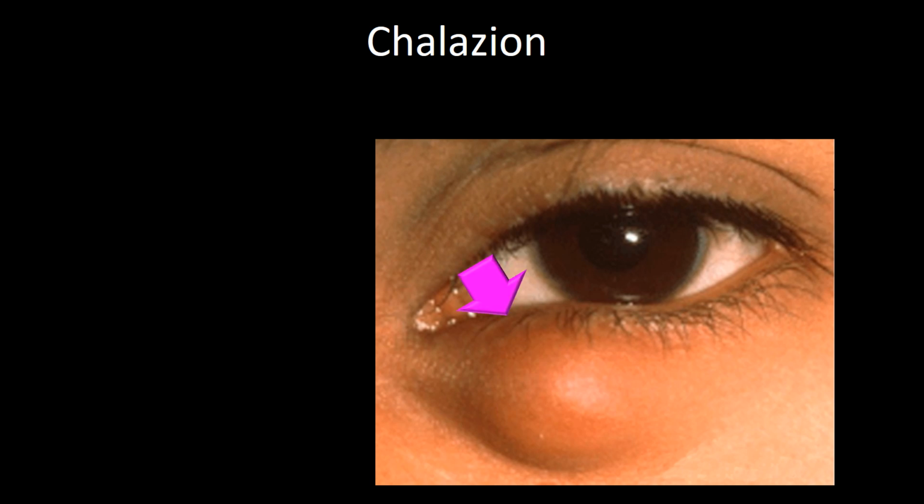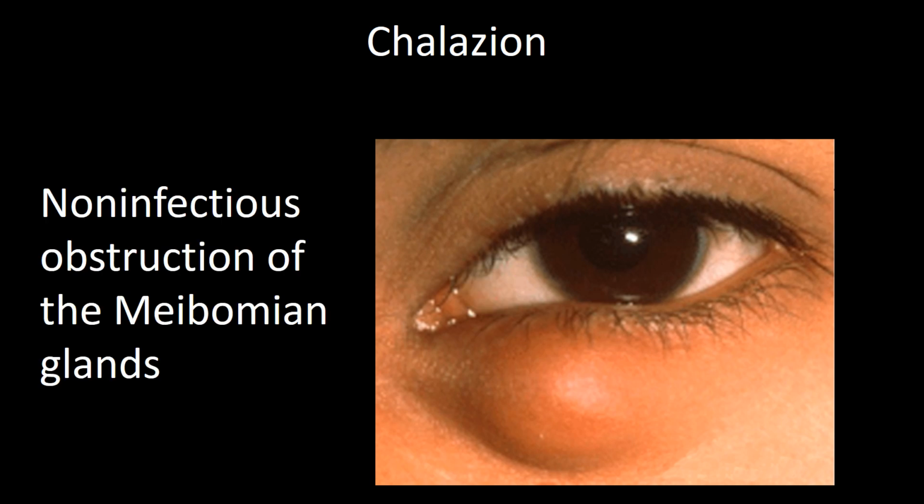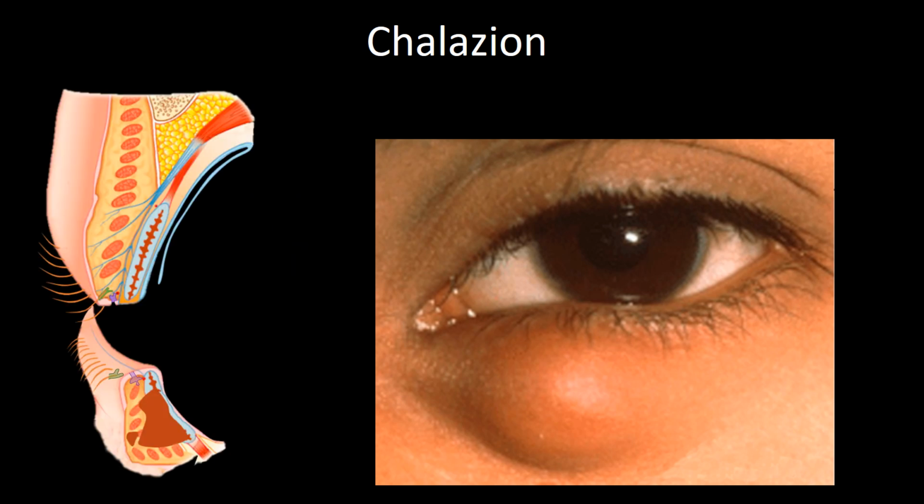A chalazion is characterized by a relatively confined swelling of the eyelid. This chalazion is in the lower eyelid, but they can also occur in the upper eyelid. Chalazion is a non-infectious obstruction of the Meibomian glands, as represented in this diagram and indicated by the arrow.